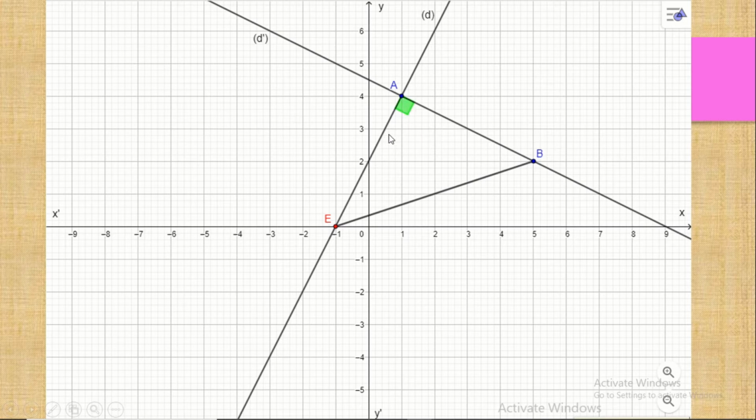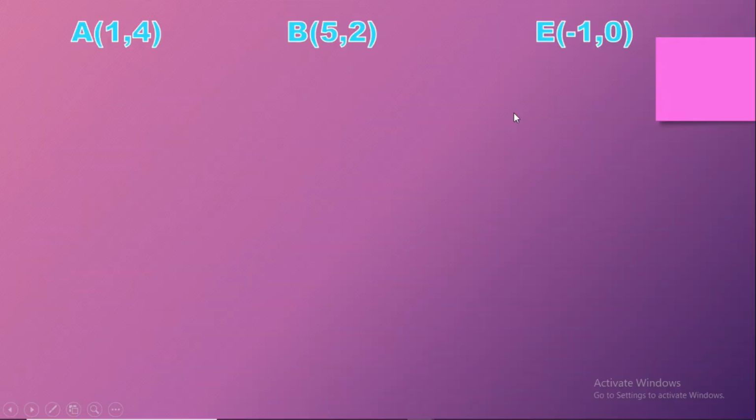Since D and D prime are perpendicular, we can directly say that triangle AEB is right at A. These two lines are perpendicular at A. Also, E is a point on D and B is a point on D prime. So we can say that this triangle is right at A. We just have to prove it isosceles. Well, how to prove it isosceles? We just need to find the lengths AE and AB and prove them equal. Now let's start finding these lengths.